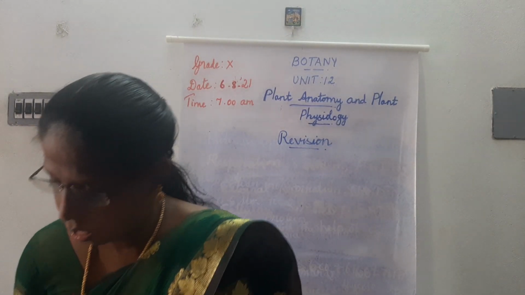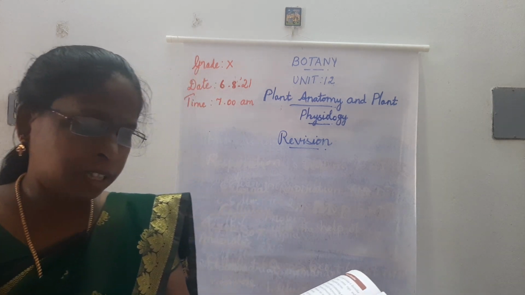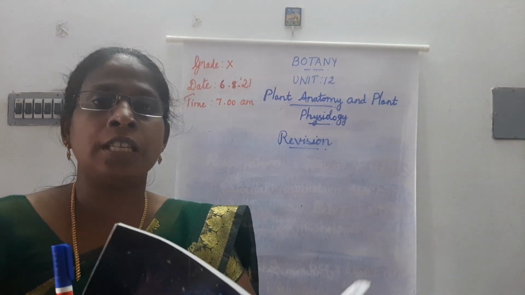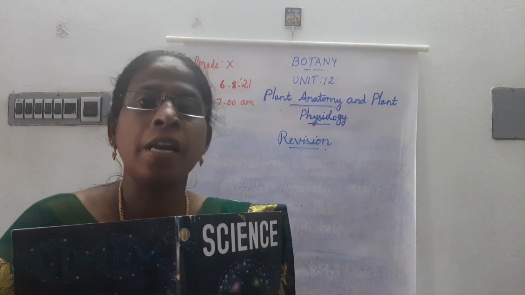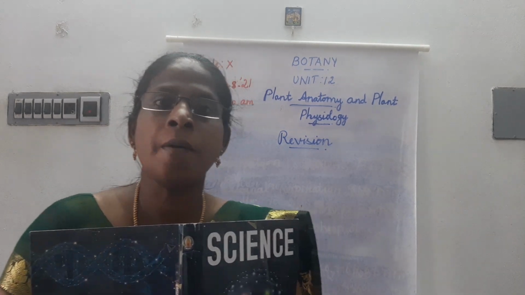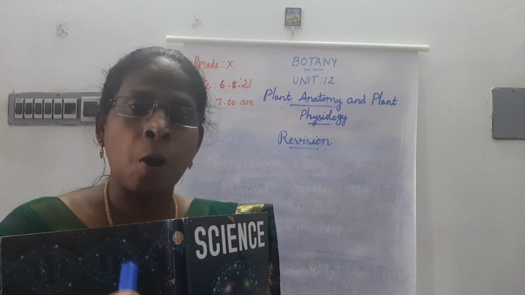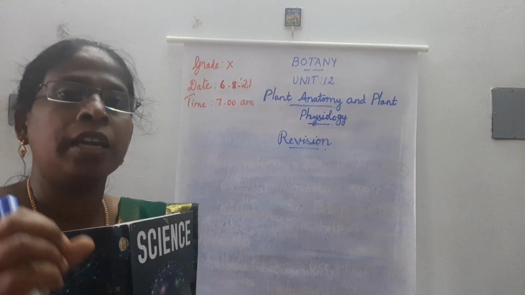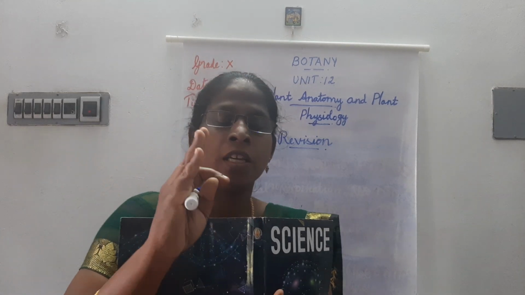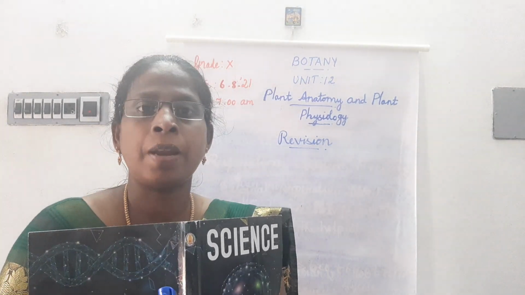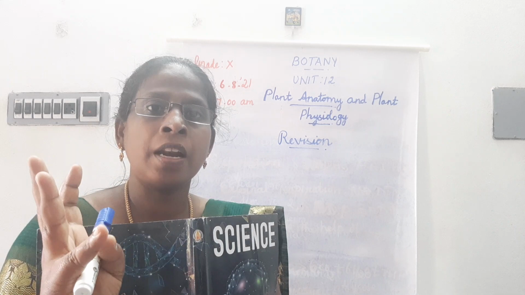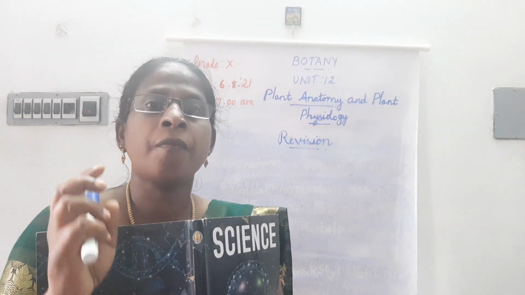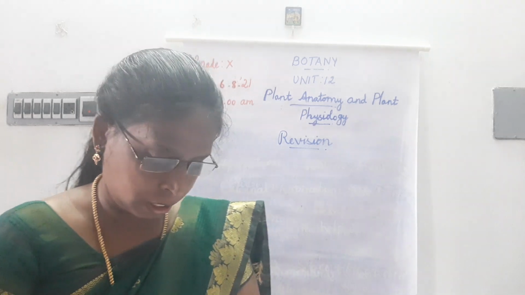Next question is, name the 3 basic tissue system in flowering plants. What are the 3 basic tissue system? Dermal or epidermal tissue system. Second one is ground tissue system. Third one is vascular tissue system. Okay, the 3 main basic tissue system present in the flowering plants, they are dermal or epidermal tissue system, ground tissue system, vascular tissue system.